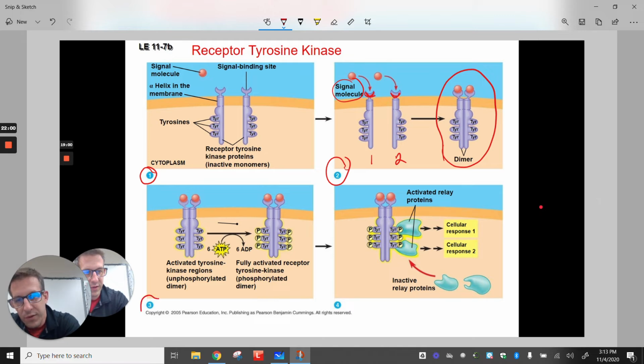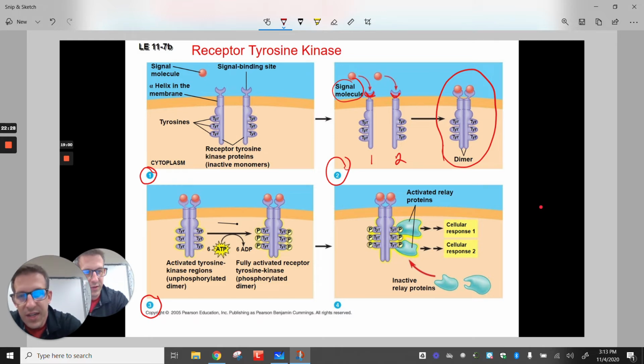Now we see in picture number 3, if you look real closely, you can see that the receptor molecule down here is glowing yellow. That's, again, how we know this thing is activated. Now, the tyrosine kinases act a little bit differently than G protein-linked receptors. They're going to use ATP to then activate other pathways.